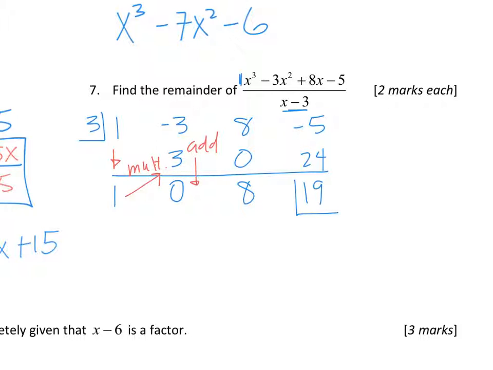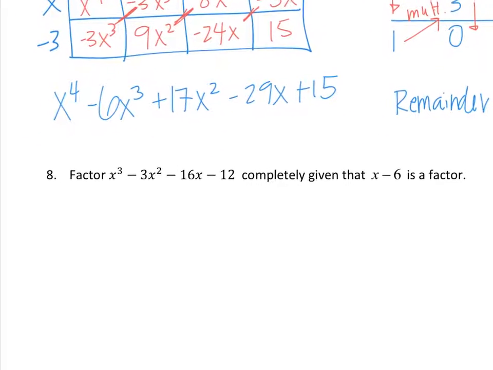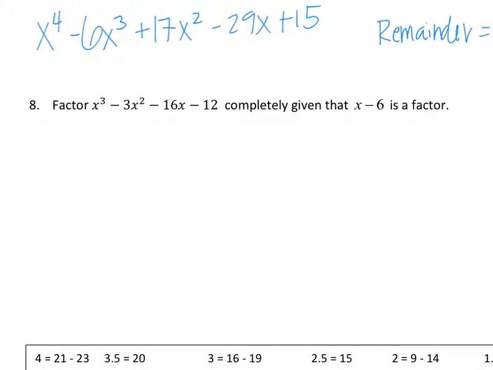So for question 7, they're asking us, what is the remainder? Well, we just found it. The remainder is 19. All right, last question. Factor this polynomial given that x minus 6 is a factor.